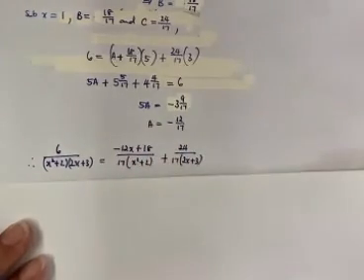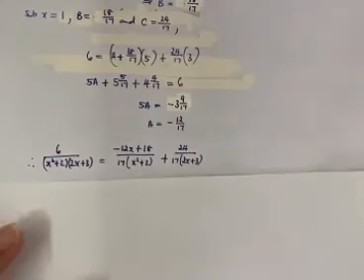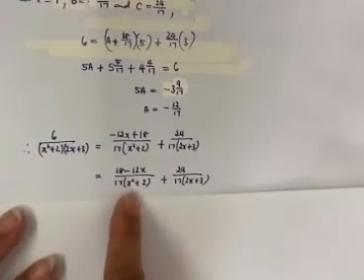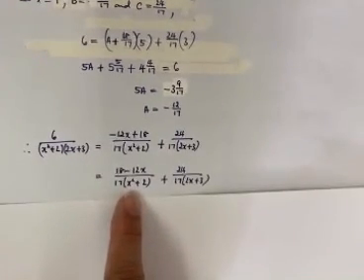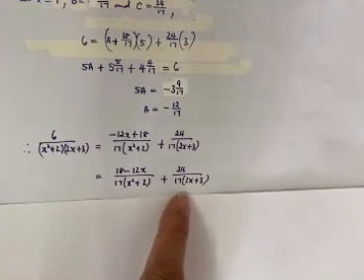However, if you would like to make it look a bit more presentable, you can rewrite it into this form, which is the same thing: (18 minus 12x) over 17 times (x squared plus 2), and the other partial fraction is 24 over 17 times (2x plus 3).